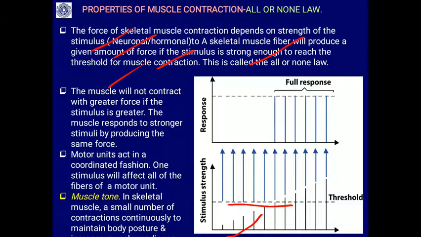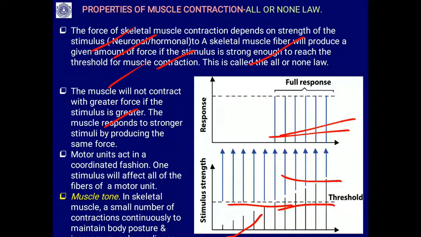Above the threshold level the same response you will find. This is called the all or none principle. The muscle will not contract with greater force if the stimulus is greater. This is the same level, you can see the full response. So, motor units act in a coordinated fashion. One stimulus will affect all of the fibers of the motor unit.